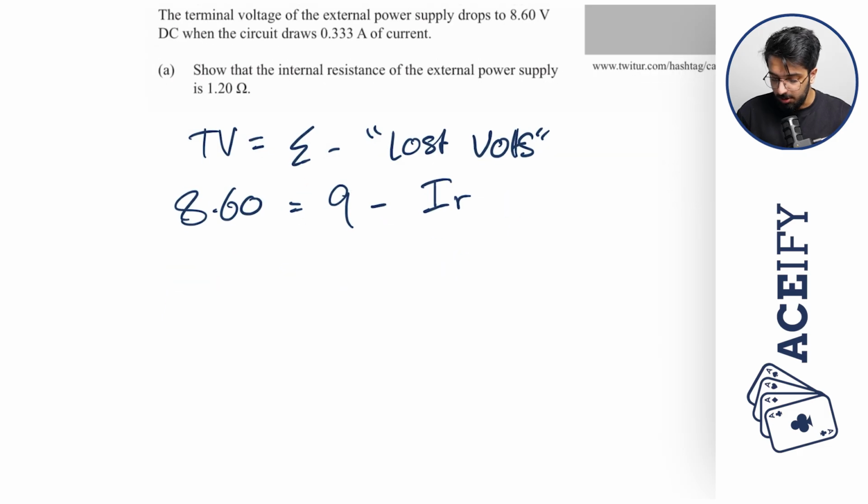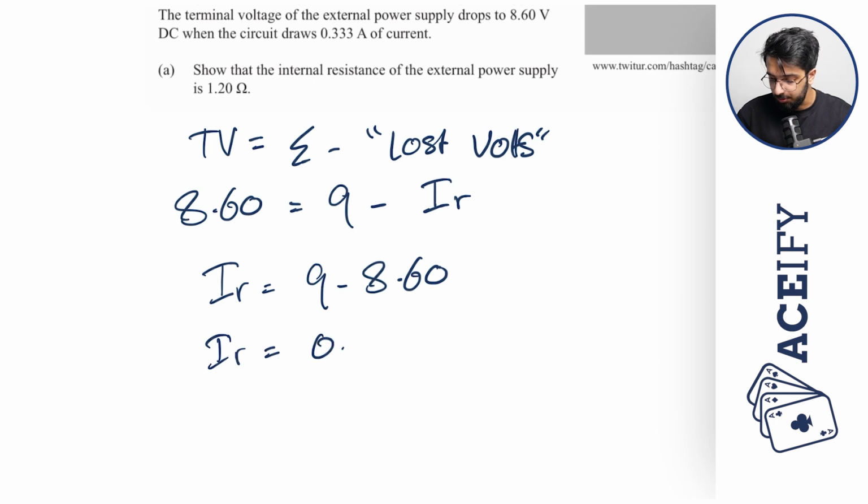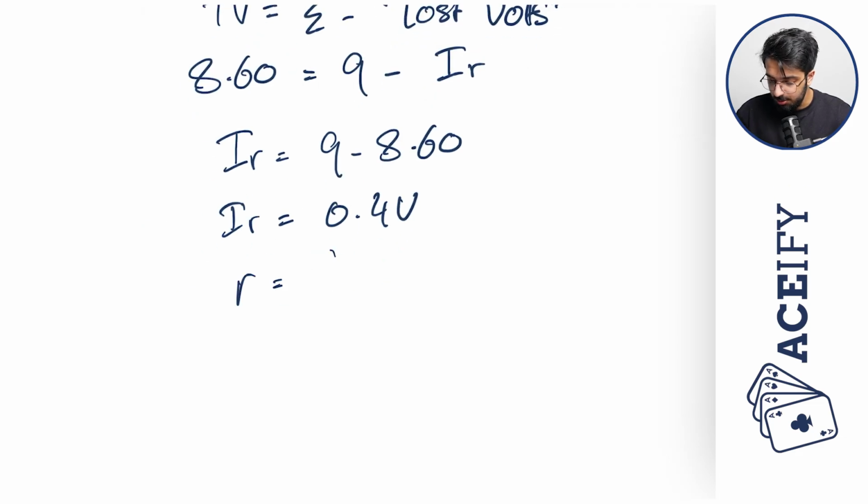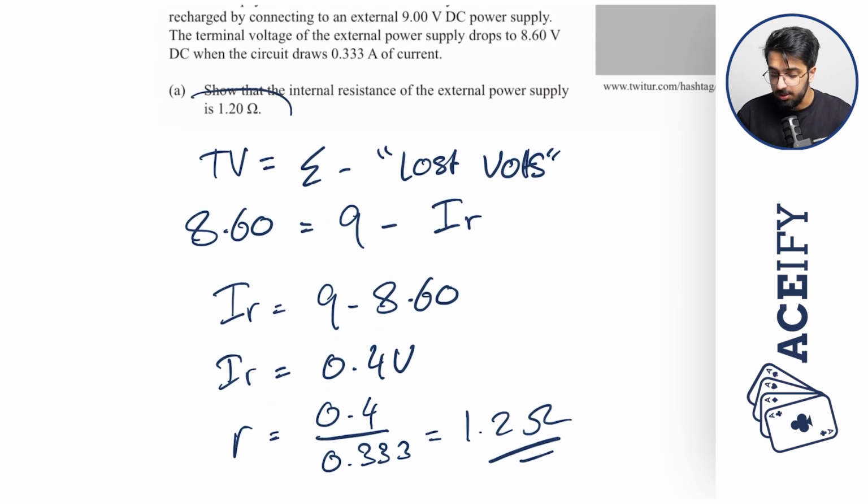And so therefore Ir is equal to 9 minus 8.6, and so Ir is equal to 0.4 volts. And we can see here that the current is 0.333 amps, and so r is equal to 0.4 divided by 0.333, and so our internal resistance is equal to 1.2 ohms. And as you can see, that is the value that we're trying to find.